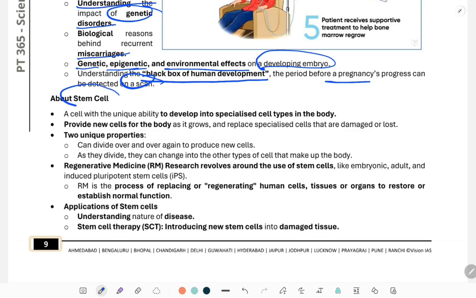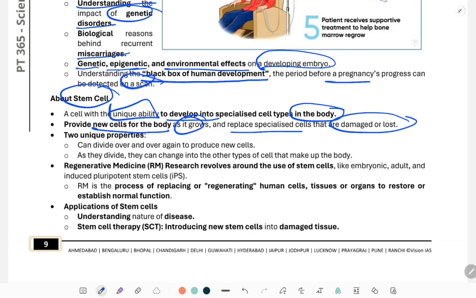We'll see briefly about stem cell. A cell with unique ability to develop into specialized cell types in the body, and it provides new cells for the body as it grows and replaces specialized cells that are damaged or lost. Two unique properties it has. One, it can divide over and over again and produce new cells. And second, as they divide, they can change into the other types of cells that make up the body.